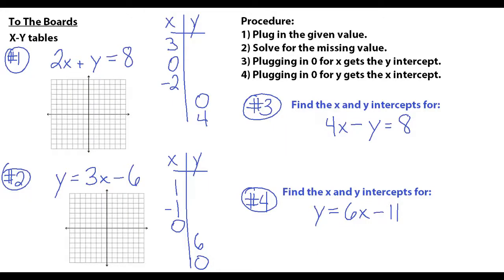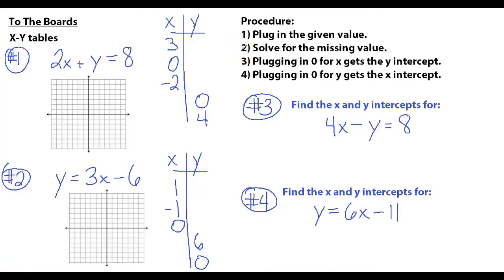Welcome back to the boards. It's time to practice some XY tables. We've been learning how to finish XY tables and get linear graphs from them. There's a 4-step process for this. The first thing you should do is plug in the given value. If they give you an X, plug it in for the X. If they give you a Y, plug it in for the Y. Then you're going to solve for the other variable.